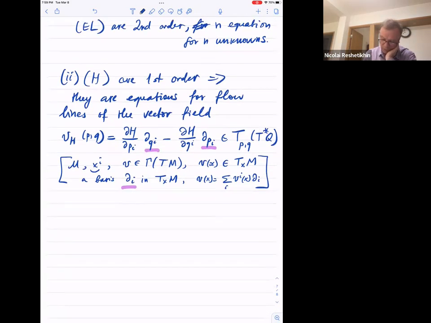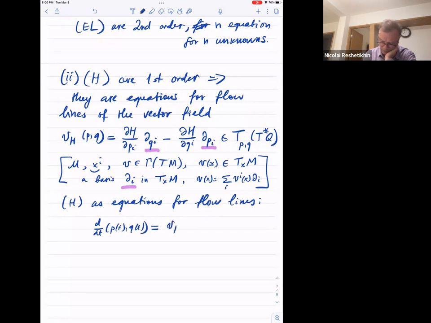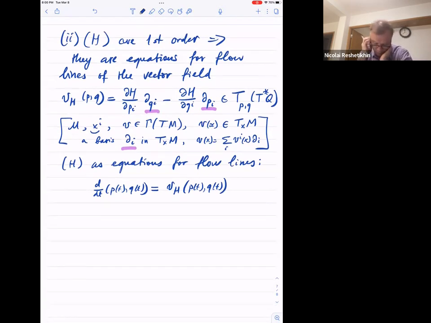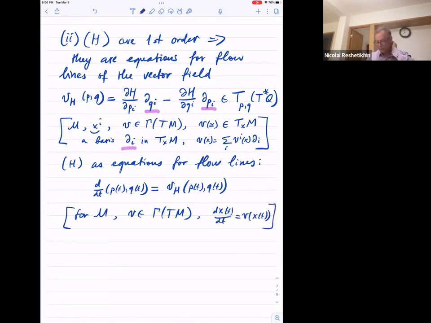So, in other words, Hamilton equations as equations for flow lines can be written as d/dt (p, q) equals V_H at (pt, qt). It's just, for any manifold and vector field, such an equation would be dx(t)/dt equals V(x(t)). And I simply wrote it using the coordinates p, q.